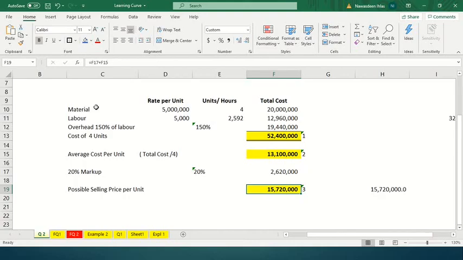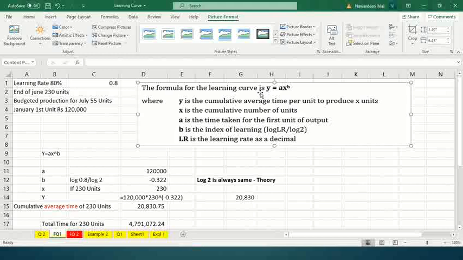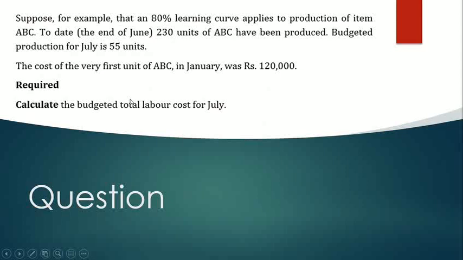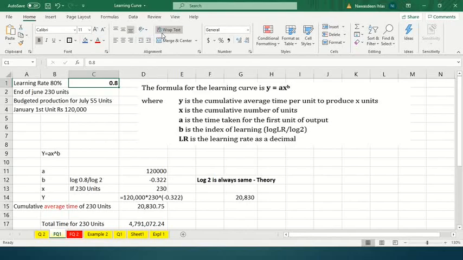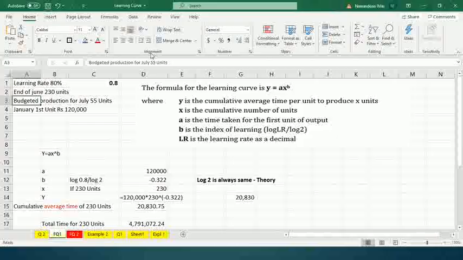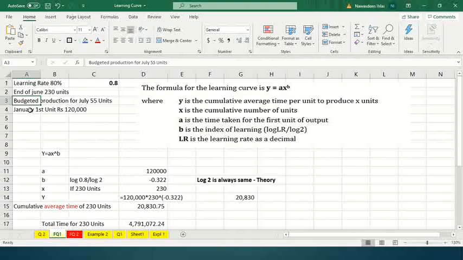So here, this is our formula. I have taken a screenshot of the formula for the learning curve theory: y equals a x to the power b. The learning rate we want to take as a decimal, so 80% in this question means 0.8. At the end of June, our cumulative production is 230 units. The budgeted production for July is 55 units. The first unit cost is 120,000, which means on January 1st the first unit's cost is 120,000.